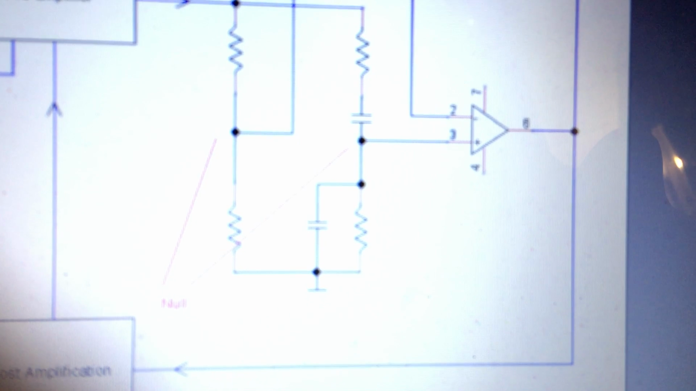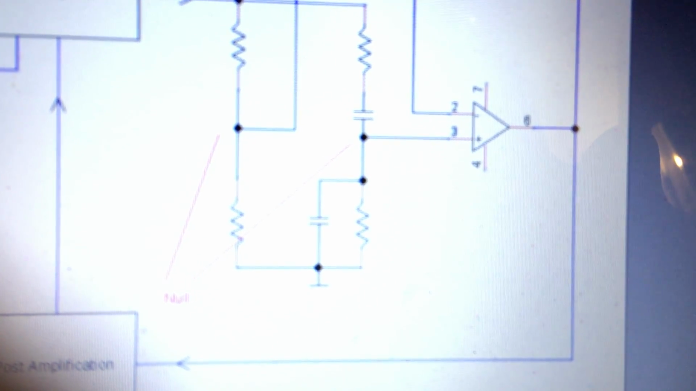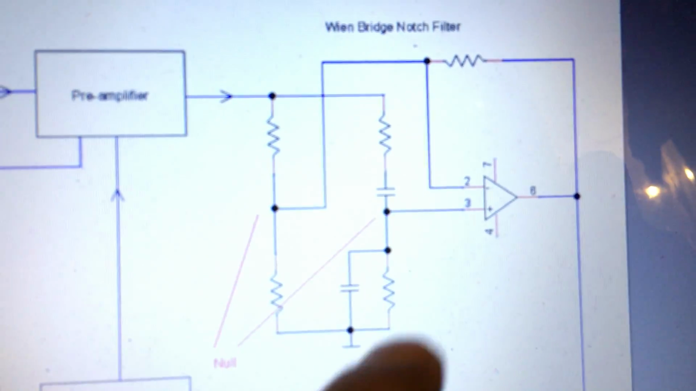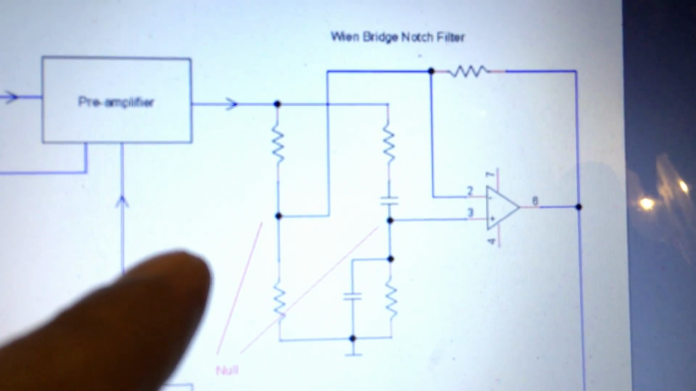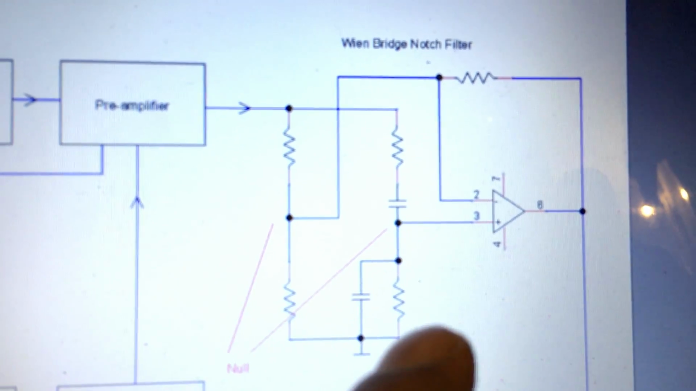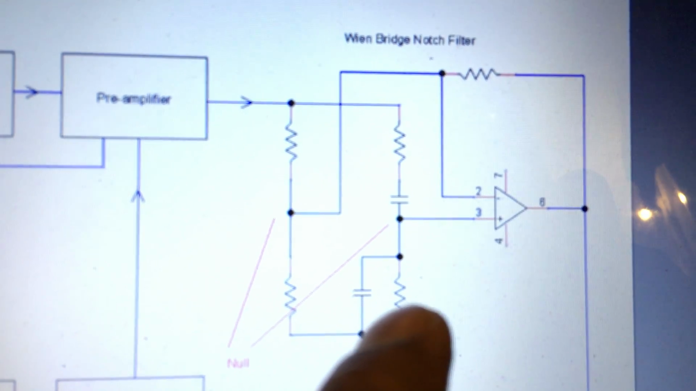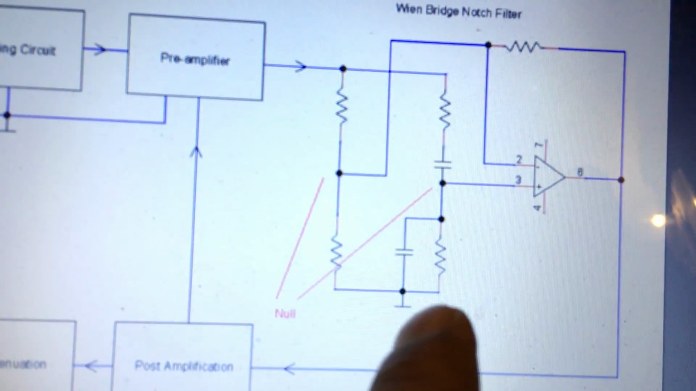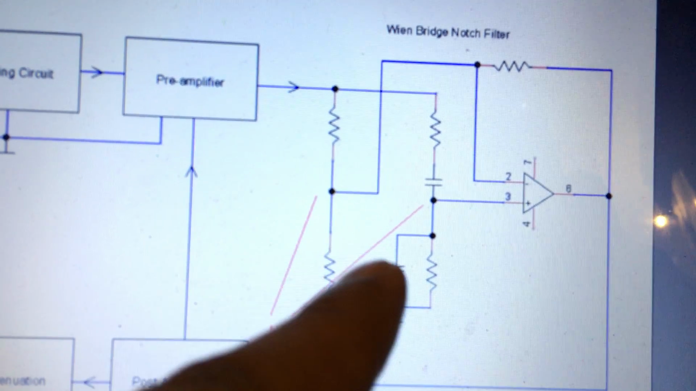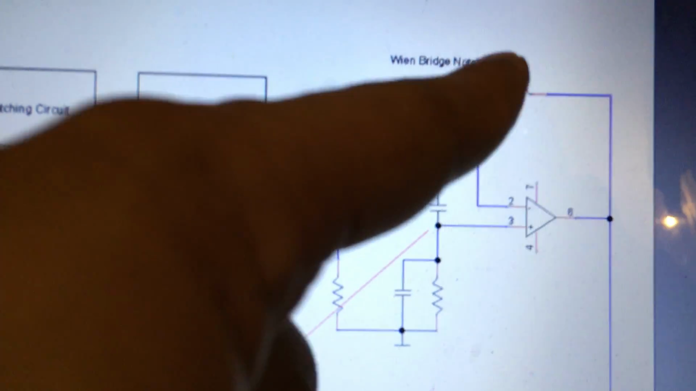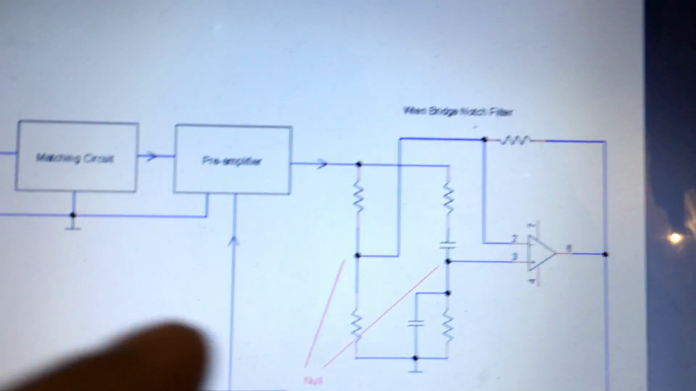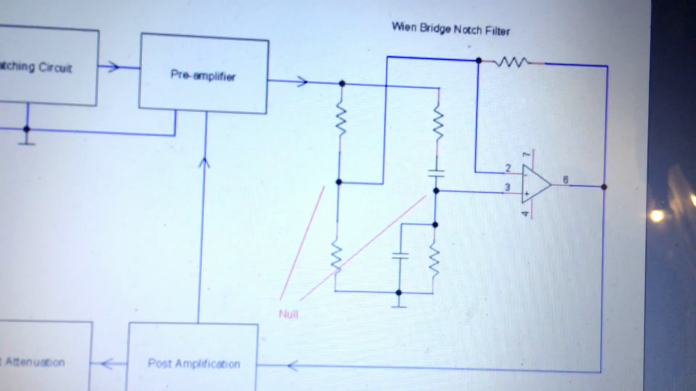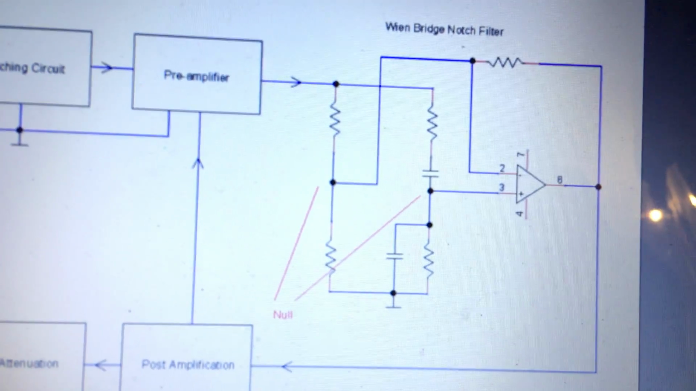you will find that there is a Wien bridge notch filter present over here. This Wien bridge notch filter will reject the fundamental frequency. And if you look at the next circuit, it is a kind of difference amplifier. It will amplify, or you can treat this circuit, since there is a feedback resistance between pin number 2 and 6, as a simple amplifier as well, I mean to say an inverting amplifier.